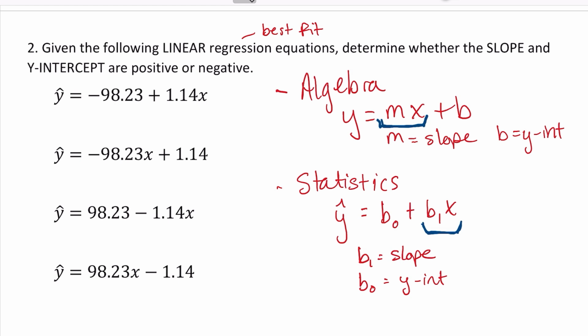So, let's look at the first one here. What is my slope? The slope is the coefficient with x, so that would be 1.14, and that would be positive. Positive slope, because of that plus in front of it. So I know that if that were a line of best fit, they would have a positive correlation. R would be positive. And then my y-intercept is negative 98.23, and that would be negative.